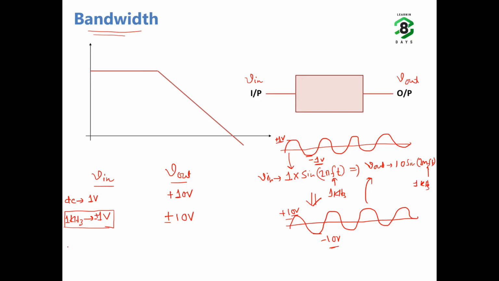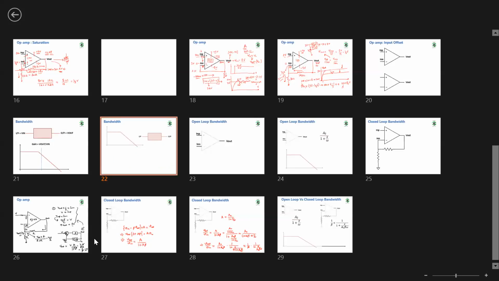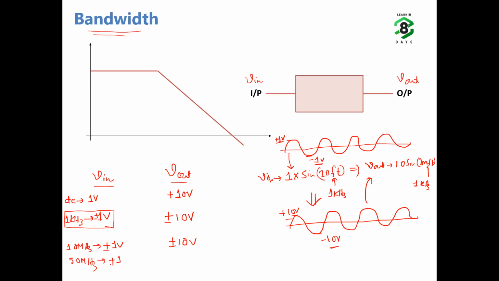And finally we came to a point, let's call it 10 megahertz, and there also I get a plus minus 1 volt sinusoidal signal, and I still got plus minus 10 volt. But after that, the moment I applied 50 megahertz, again plus minus 1 volt, this time I got only 3 volt.